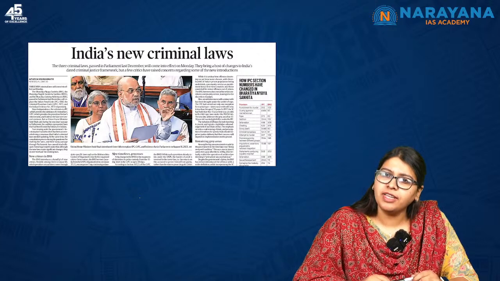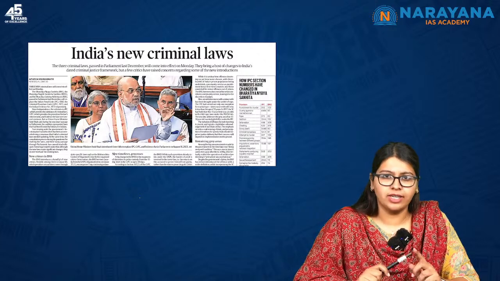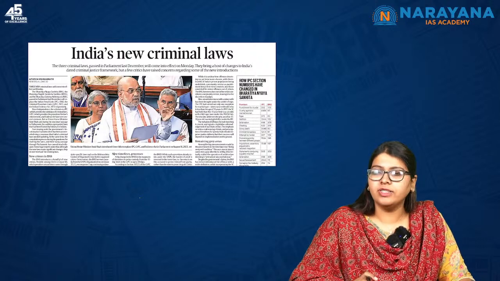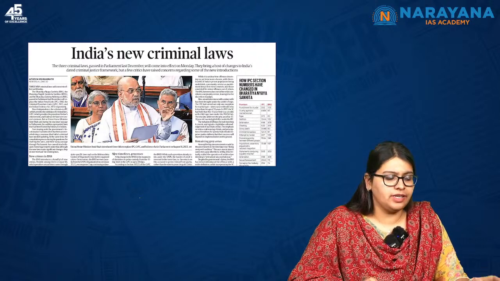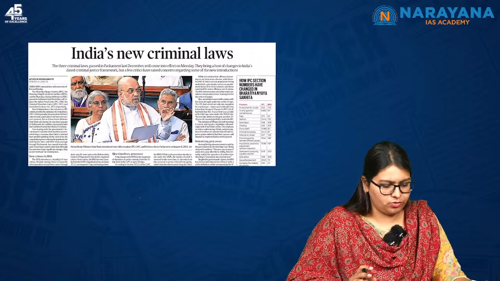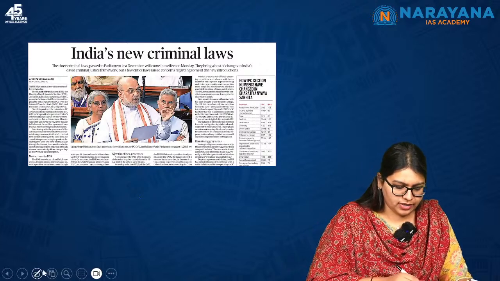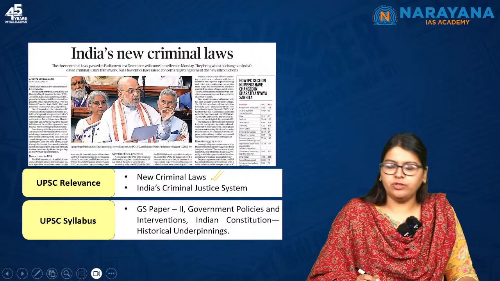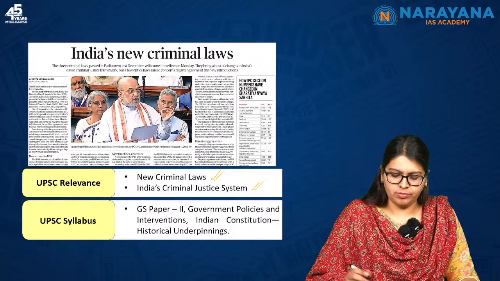...is what the significance of these laws is, as well as the associated challenges and concerns, which we will actually discuss. And the importance of reforming the Indian criminal justice system is also very, very important for the examination. Okay, so here we will be discussing the new criminal laws that have been brought into existence and also India's criminal justice system.